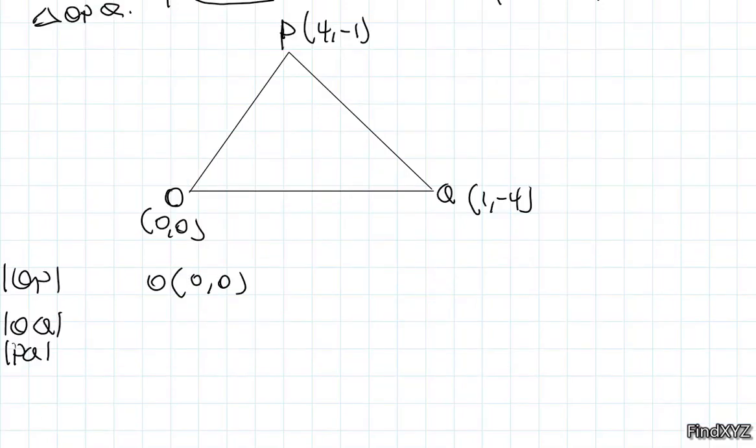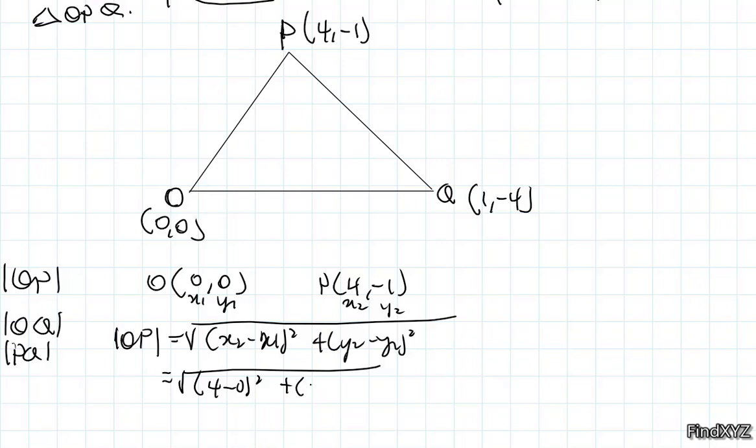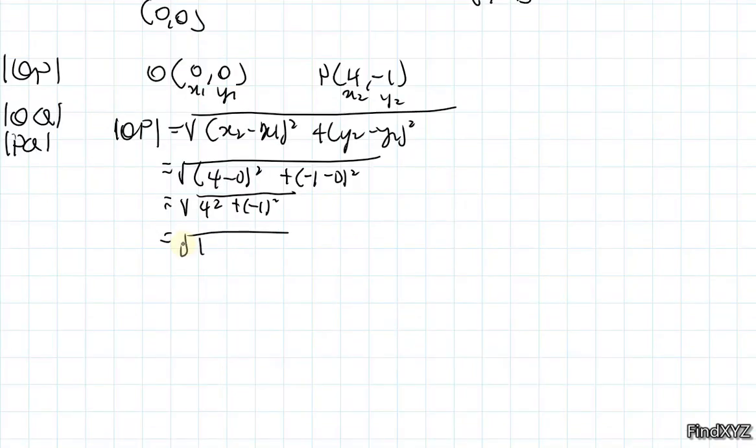Point O, (0, 0), and point P, (4, -1). As I've been saying, I will encourage you to label your points. So we have x1, y1, and then x2, y2. Length of OP, we have the square root of x2 minus x1 all squared plus y2 minus y1 all squared. We can just substitute in our values. So we have 4 minus 0 all squared plus -1 minus 0 all squared. This simplifies to 4 squared plus -1 squared. So 4 squared will give us 16 plus 1, because every squared number is a positive number. Then 1 plus 16 will give us root 17 units. So that is the length of OP.